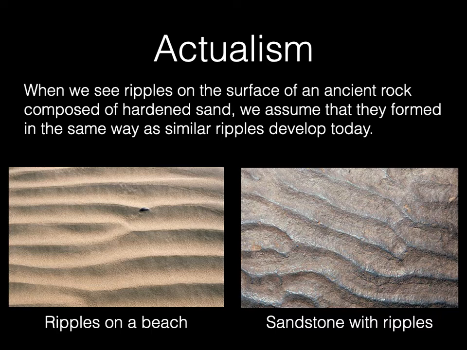One example of this is when we see ripples on the surface of an ancient rock that's composed of hardened sand, we would assume that they formed in the same way as similar ripples develop today, right? We know the process of making ripples in sand because we can actually see it. So that would be the use of actualism to explain this, versus using maybe a supernatural explanation for how the ripples got there. Because we actually see how they form, it's not much of a leap to say that must somehow harden into rock.